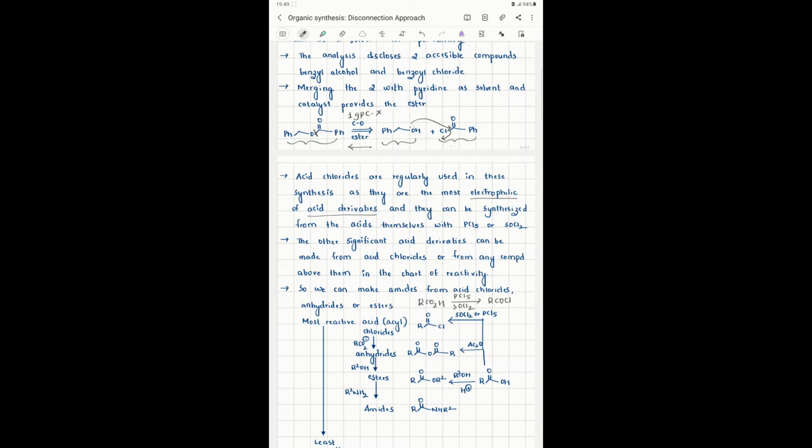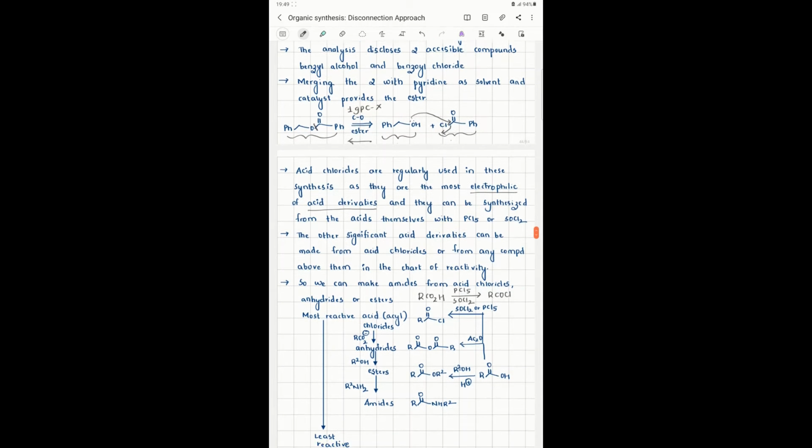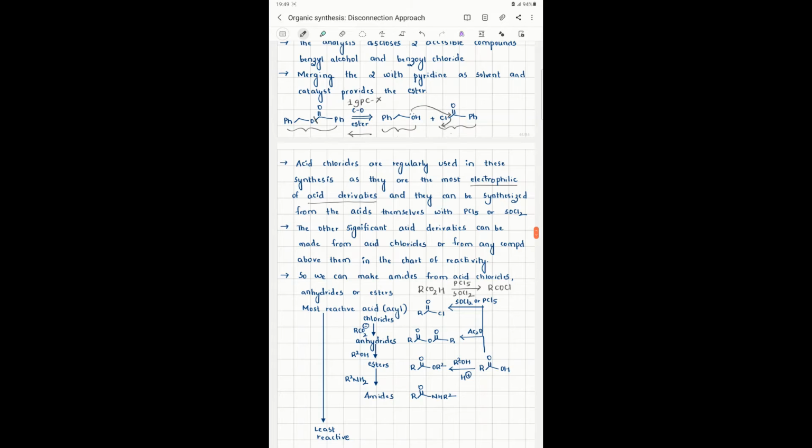The other significant acid derivatives can be made from acid chlorides or from any compound above them in the chart of reactivity. Most of the time acid chlorides have been utilized because they are the most reactive and most electrophilic species, and many compounds can easily be synthesized with this particular system. Hence, while doing a one group disconnection, generally one of the synthetic equivalents that we achieve would be a system containing an acid chloride.